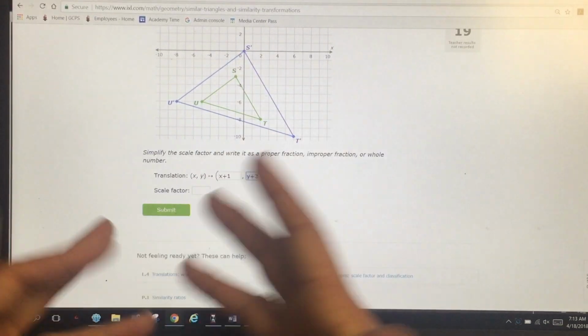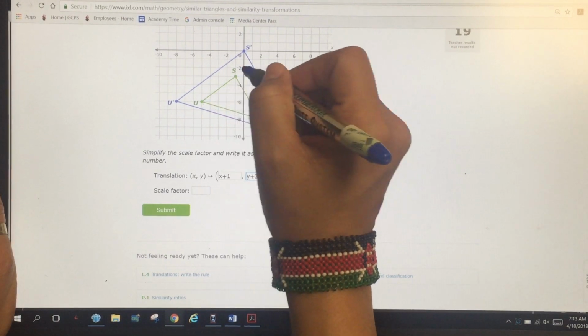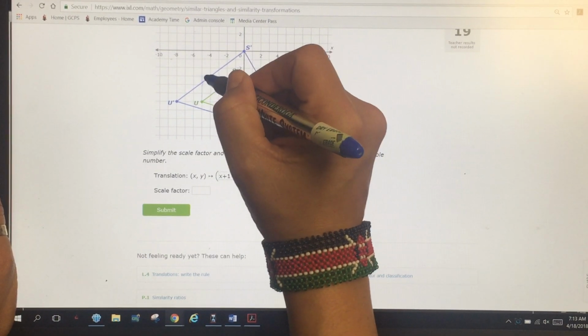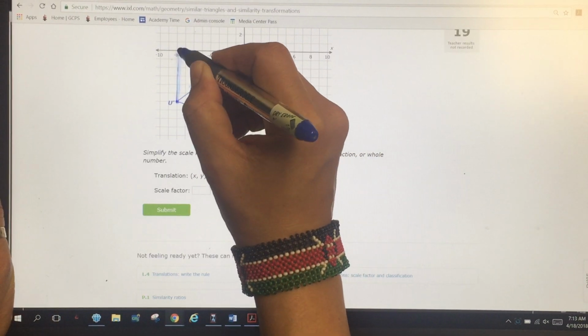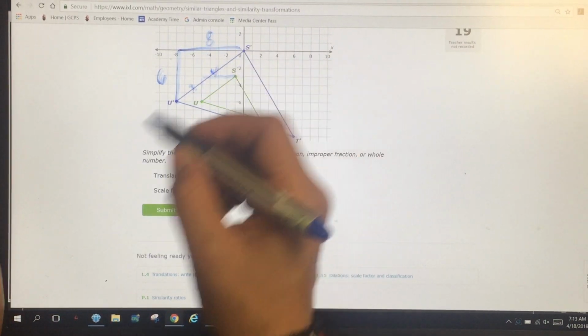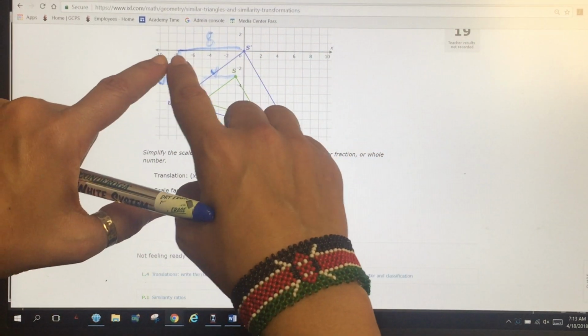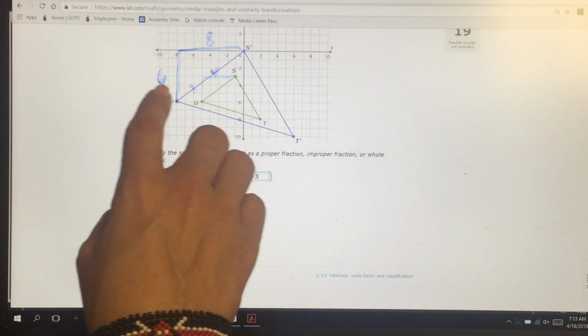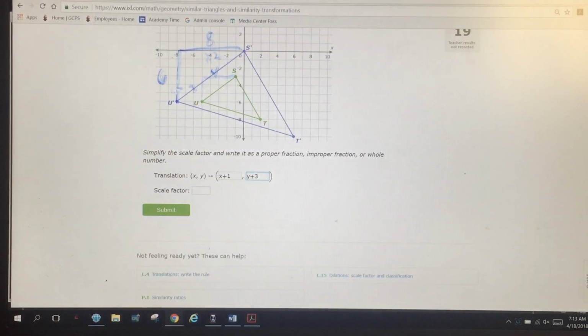And then once it's there, how big did it get? So again, pick the shortest side. So I'm going to pick SU. So that's 3 and 4. And then it became 6 and 8. And again, you can just count the boxes, but I use the numbers from 6 to 0 is 6, and then from negative 8 to 0 is 8. So 3 to 6, what did I do? Multiplied it by 2. 4 times 2 is 8. So my scale factor is 2.